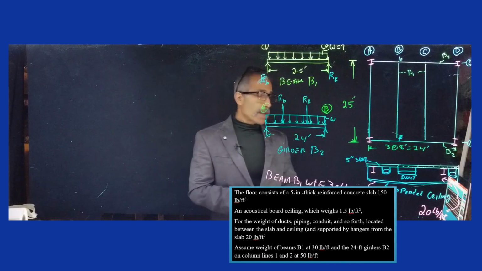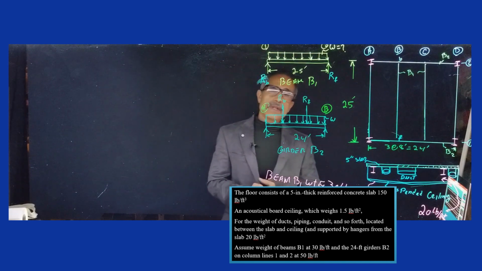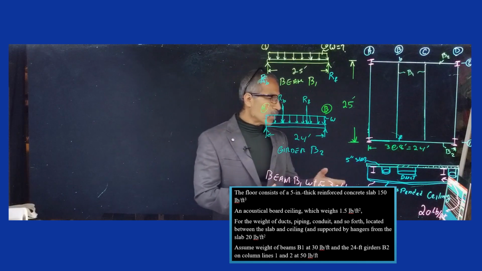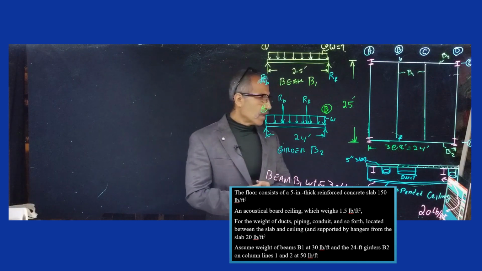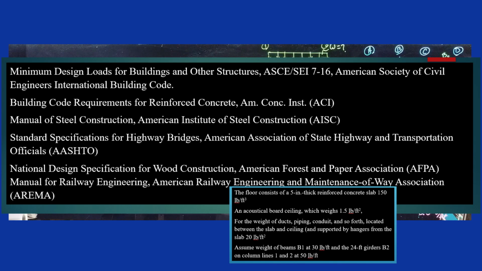When we do these load calculations, we're going to use the minimum design load for buildings and other structures, which could be based on ASCE or the International Building Code, or it could be AASHTO, or any of those you see on the board here.